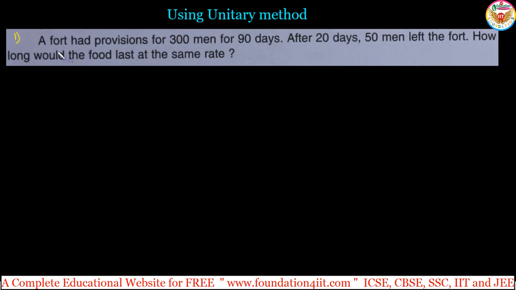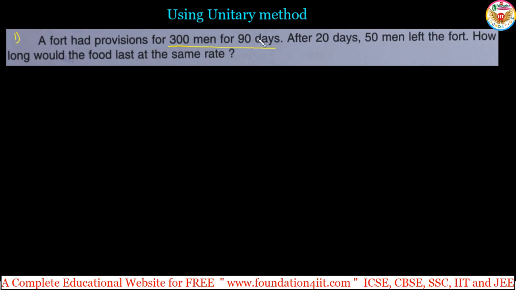In this first one, a fort had provision for 300 men for 90 days. So the provision is sufficient for 300 men for 90 days. After 20 days, 50 men left the fort. So how long would the food last at the same rate?